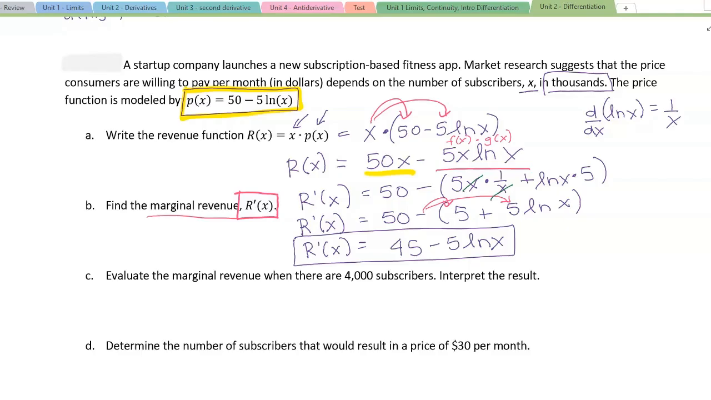All right, the next problem says to evaluate the marginal revenue when there are 4,000 subscribers. Since it says we want to evaluate the marginal revenue, we're going to use the derivative. So R prime, what is the value we're putting in for X? Is it 4,000? Well, we actually need to go back and look at the problem definition, and that says X is in thousands. So instead of X being 4,000, we're going to do 4 because 4 represents 4,000. This will equal 45 minus 5 times the natural log of 4.